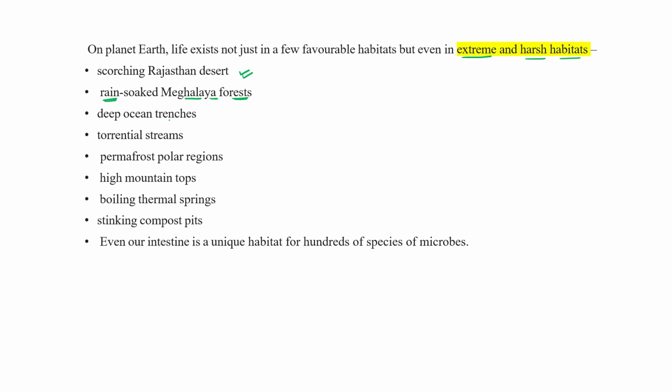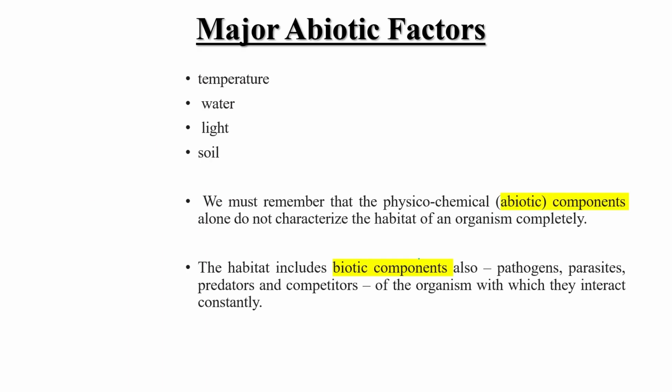Similarly, deep ocean trenches, torrential streams, permafrost polar regions, high mountain tops, boiling thermal springs, sewage-composed pits, and even our intestine. This is also a unique habitat for so many types of microbes. Okay, they give a different type of environment in which different types of microbes are able to grow in our gut also. So these come under different types of habitat for different types of organisms.